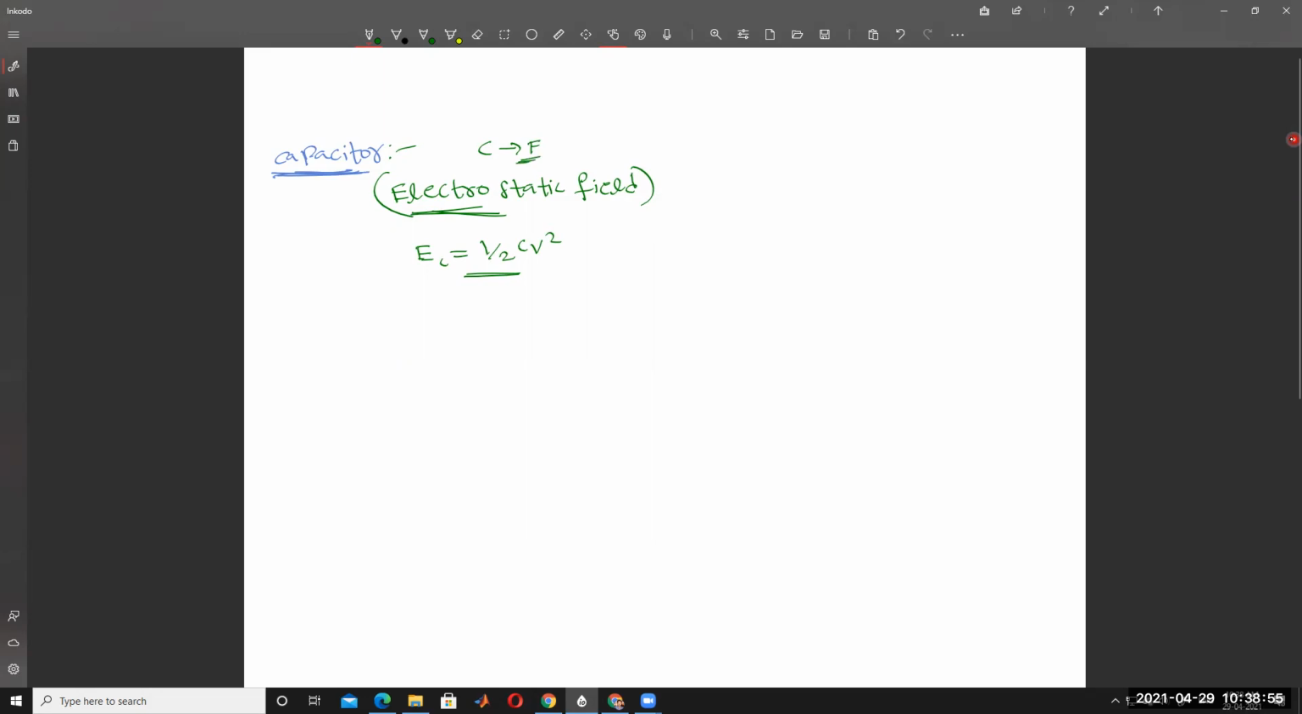Capacitance units are farads, or millifarads, microfarads, or picofarads. But generally it's farads. Energy stored in a capacitor is half CV square, in joules. That's called electrostatic field. Understood?